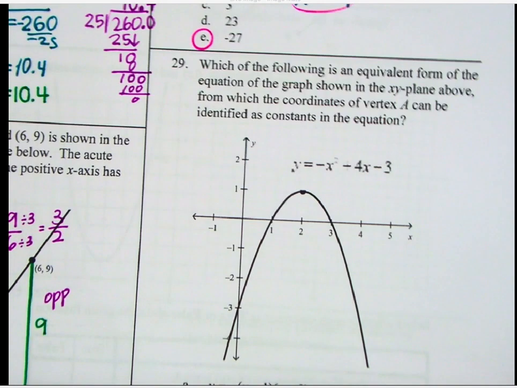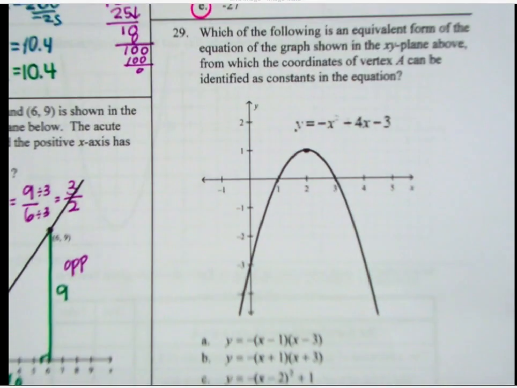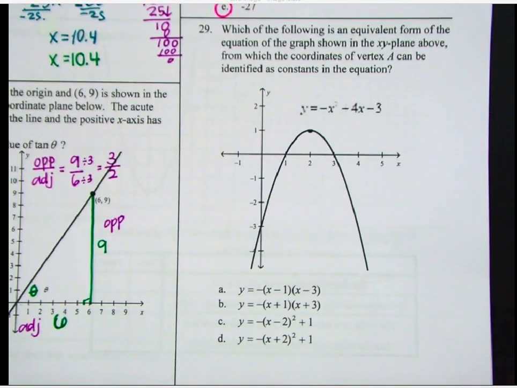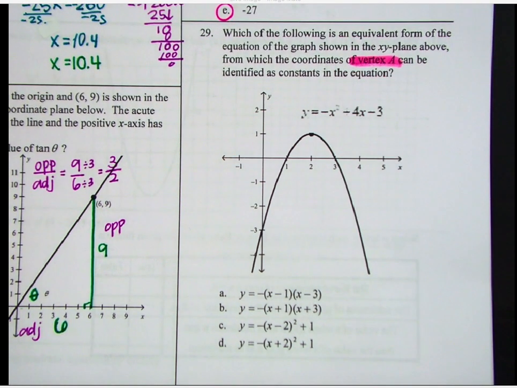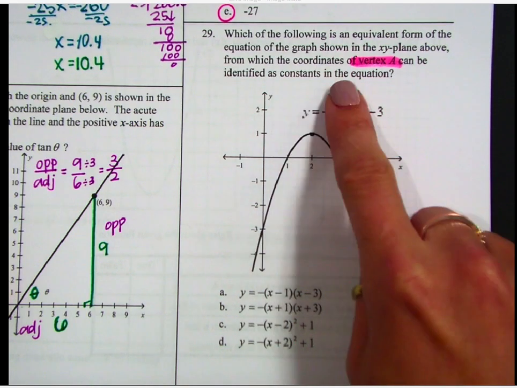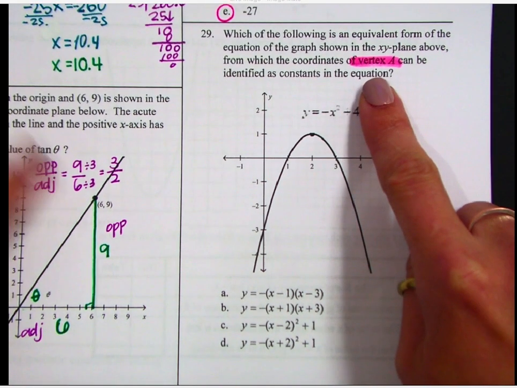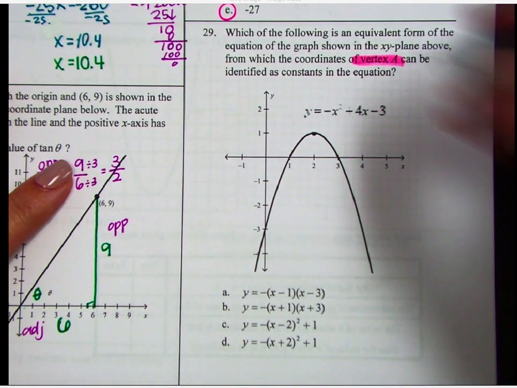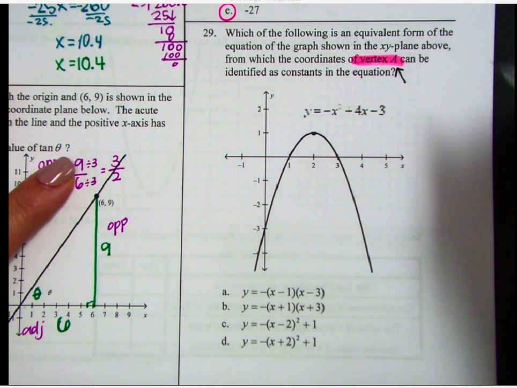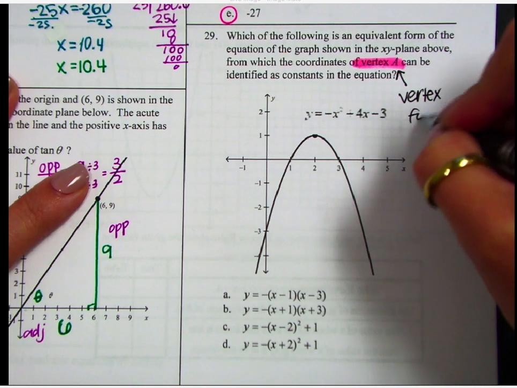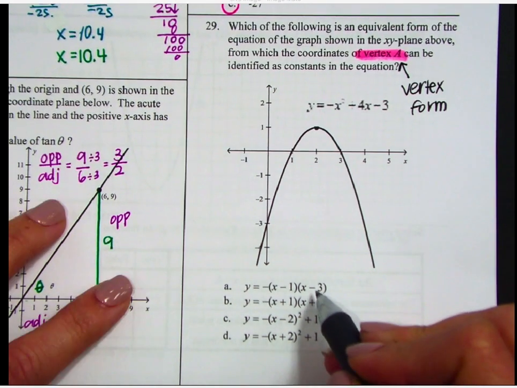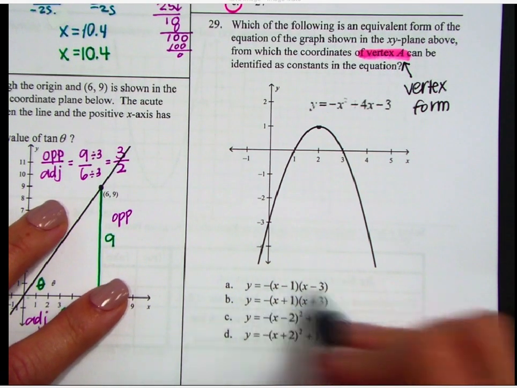Number 29, which of the following is an equivalent form of the equation of the graph shown in the xy plane, from which the coordinates of vertex A can be identified as constants in the equation? Okay, so what we want to keep in mind is that they're asking us for vertex form. We want to think about vertex form. So go ahead and eliminate this intercept form.